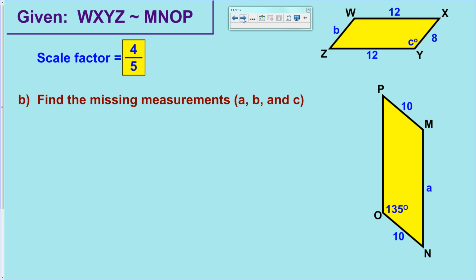The second bit is to find all the missing information. So if you haven't tried that yourself, I think now that you have the scale factor, you should be able to do that without any assistance. Pause the video and try that if you haven't already.